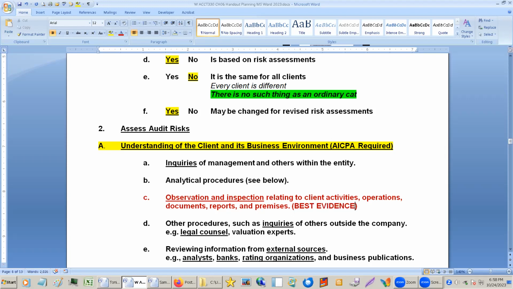And you need to have evidence of understanding of the client's stuff. And you say, well, okay, why? Why is that the best evidence? The stuff that you ascertain for yourself is more persuasive than what somebody else tells you. They can tell you anything, right?